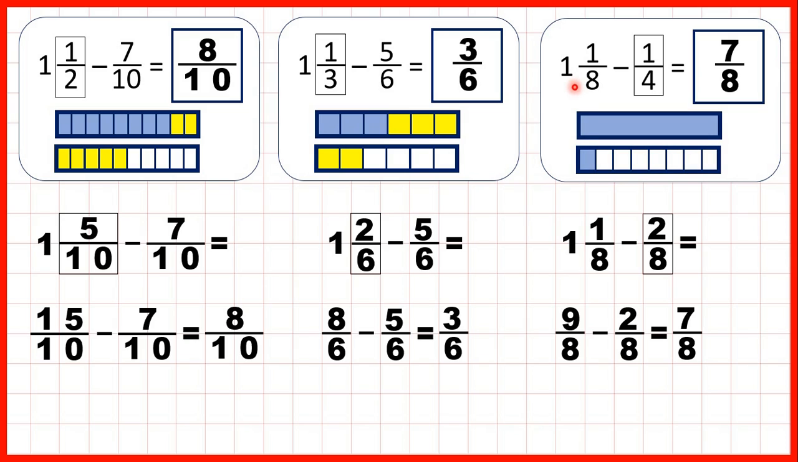Finally, we had 1 1/8, but we needed to subtract 1/4. We changed 1 1/8 into 9/8, and we saw that 1/4 is the same as 2/8. So if we subtract 2 of those 8ths, we get 7/8 as our answer.